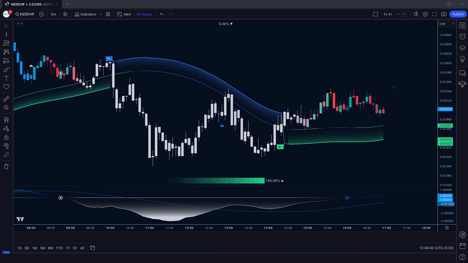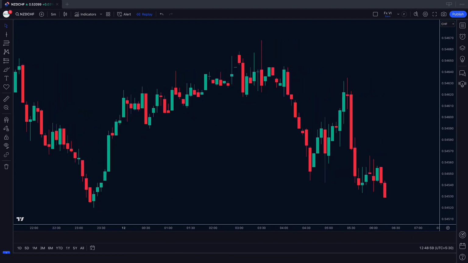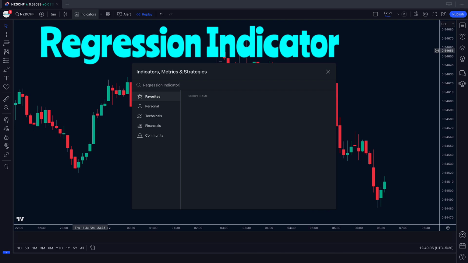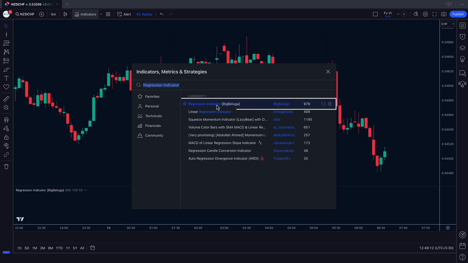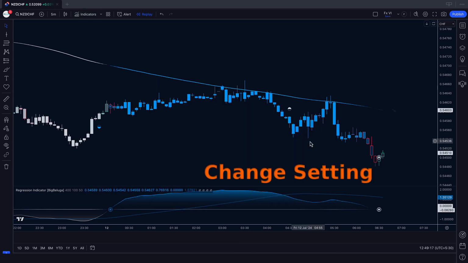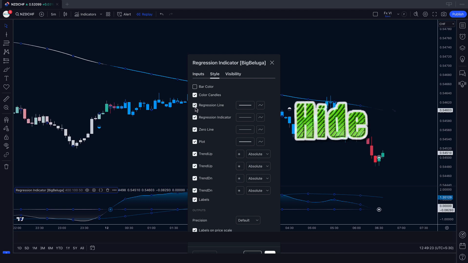Let's start. How do we prepare the trading setup? Firstly, let's set 5 minutes on the NZD CHF chart. First of all, we will search for the regression indicator in the search box of TradingView. After that, we have to click on the regression indicator by Big Beluga option. In this, we have to change some settings. We have to hide some options.